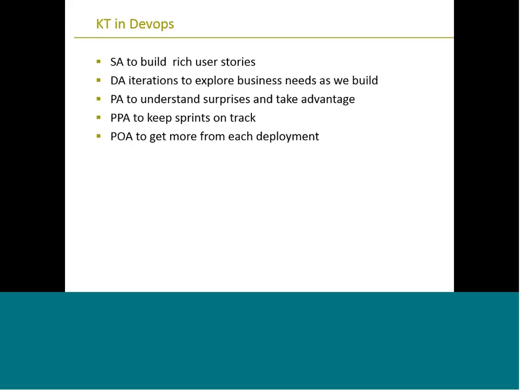In other words, every time the user says, I like this and I don't like that, that's a clue to some other objectives we should add into our creative decision analysis process for the next sprint. PA, obviously, to understand surprises, both good ones and bad ones. PPA to keep your sprints on track, and potential opportunity analysis to get more from each deployment.